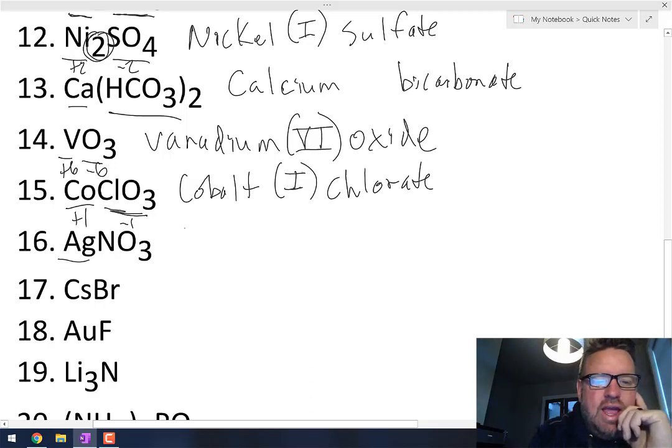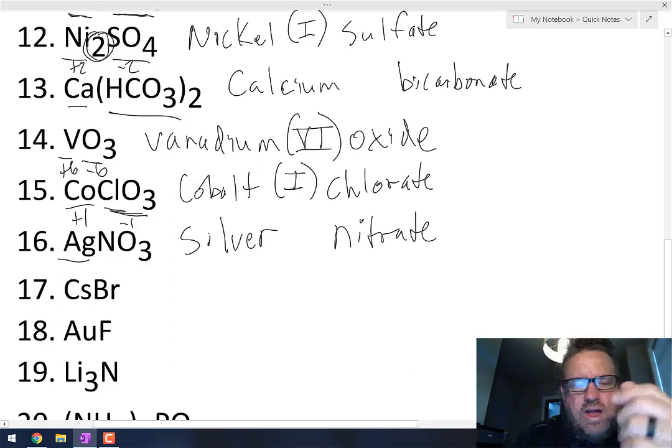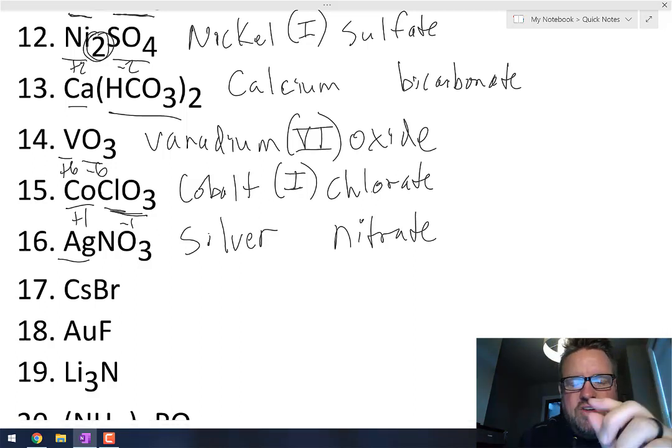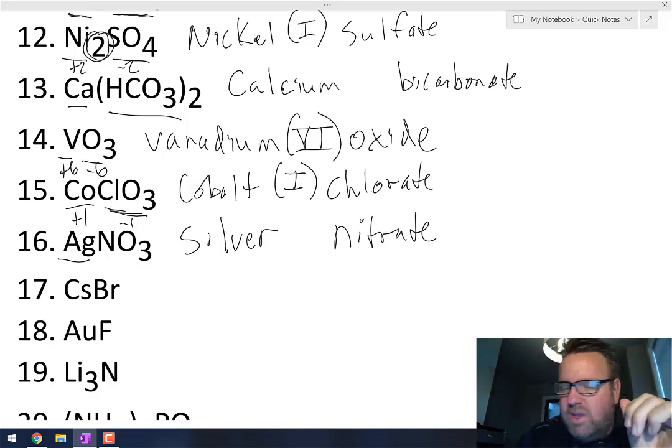Number 16, Ag is silver. NO3 is nitrate. So that is silver nitrate. Silver nitrate is a clear liquid. It's one of those ones that if you get it on your fingers, it will stain your fingers for a couple of days until those skin cells go away. So if you ever get some on you, it's not a big deal, but at the same time, it will turn your skin kind of a darker color for a couple of days.